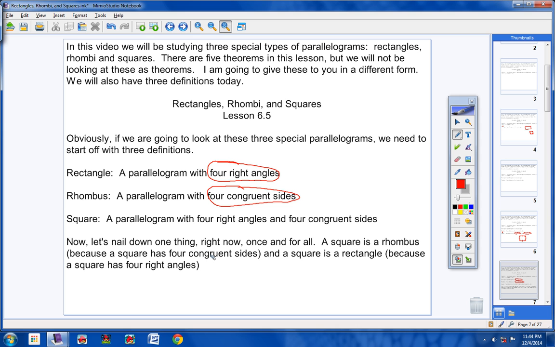Okay, I hope that makes sense. So one more time. When you have a square, you will also have a what? A rhombus. And when you have a square, what else will you have? A rectangle. So when I give you a square, you could also call it a square. But you could also call it a what? A rhombus. And you could also call it a what? A rectangle.